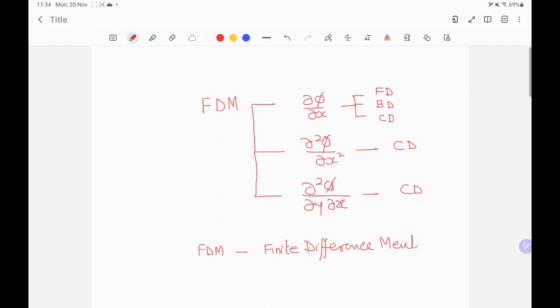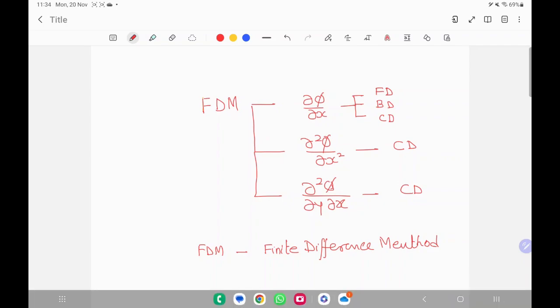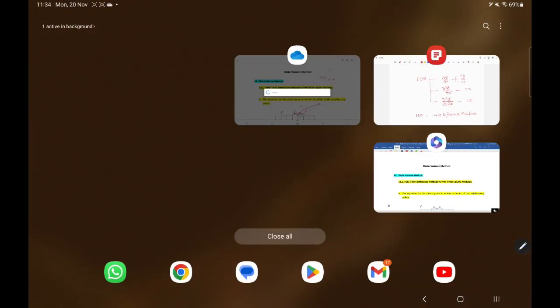And we had done the derivations for all these. What we did, different types of differentials, we converted them using some technique which is called finite difference method, and the same can be used to discretize the equations. Now we are moving on to this finite volume method.